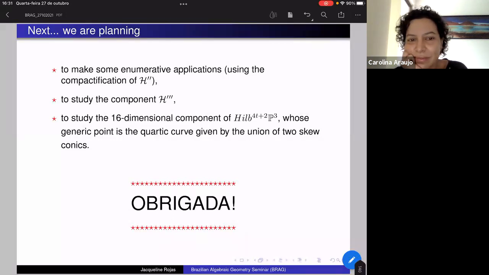Yes, in general, as we are working with a component that parameterizes curves, the first question is how many curves of degree D contain that kind of curves? For example, Carolina, in our case, this first component, if you take a conic but with two points, you don't get a finite number. And then sometimes you put another condition. It depends, but this is the essential problem.